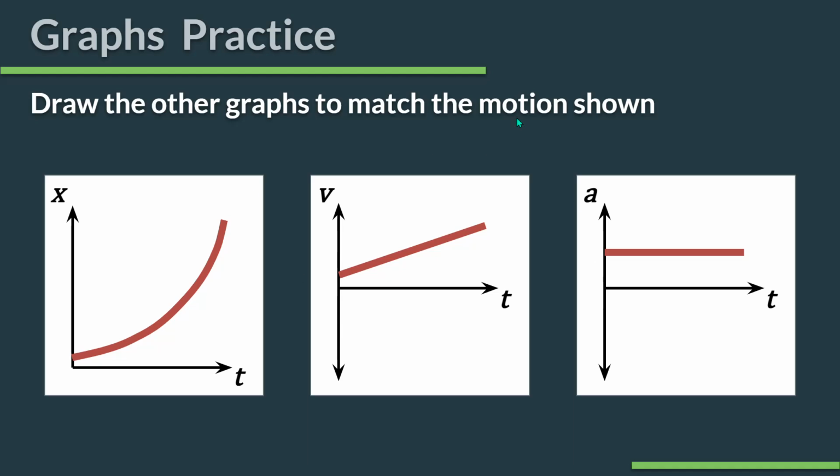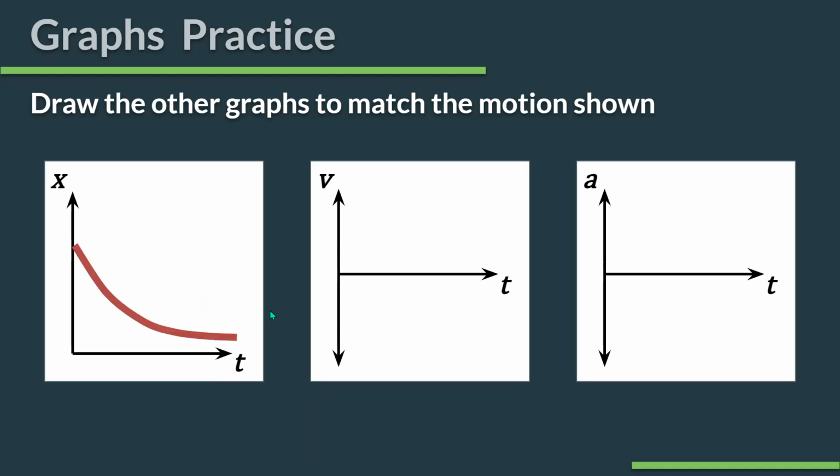Let's try another one. This time I gave you an XT graph. I want you to do the same thing though. See if you can sketch out the VT graph and the AT graph that show the same motion as this XT graph. I'll give you 31 seconds this time. Go ahead and see if you can sketch those or turn and talk to your neighbor about what those graphs look like. You have 31 seconds to discuss.